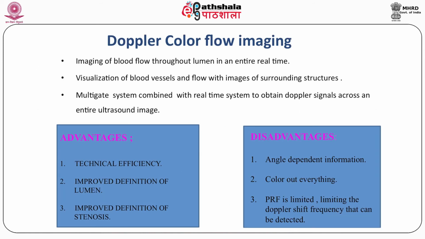Now coming to Doppler color flow imaging, this is a very popular type of Doppler. Color flow imaging Doppler has been developed to produce imaging of blood flow over an entire real-time image, allowing visualization of blood vessels and their flow characterization, plus an image of the surrounding tissues which are not moving. A multi-gated system can be combined with a real-time transducer to obtain Doppler signal across an entire ultrasound image. This is the principle of color flow Doppler imaging.